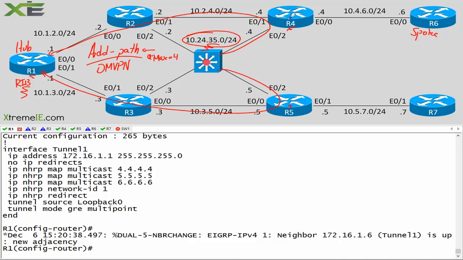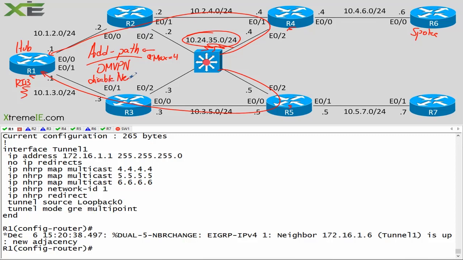So if router 1 had 4 spokes that could all reach the same subnet, router 1 would advertise out to the other spokes, hey, there are essentially 4 different next hops you can go to in order to reach that particular prefix.